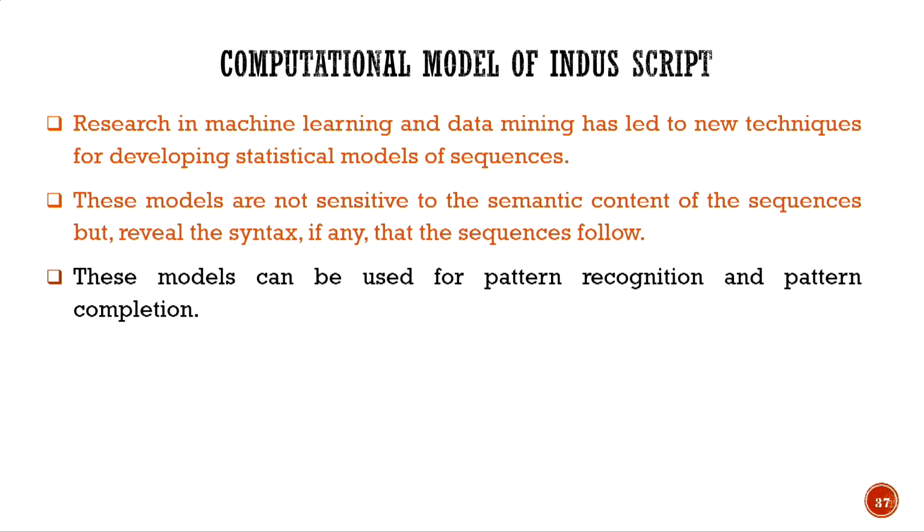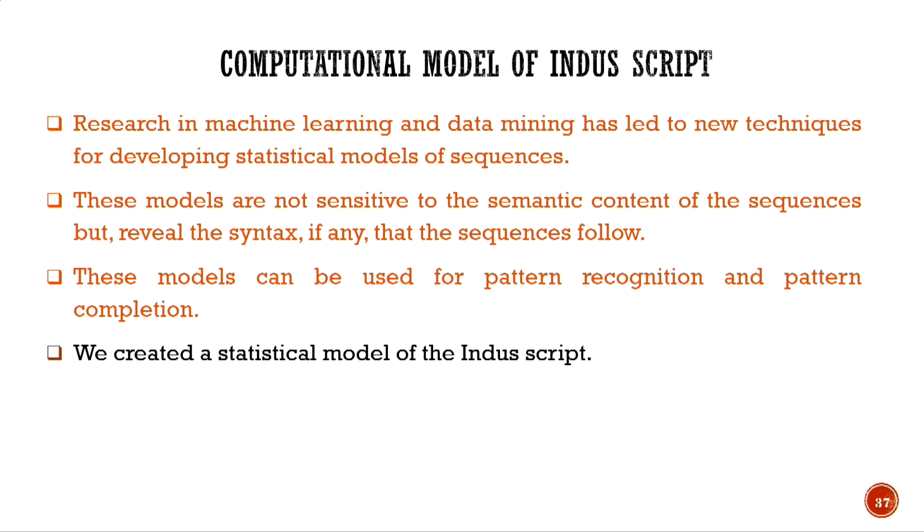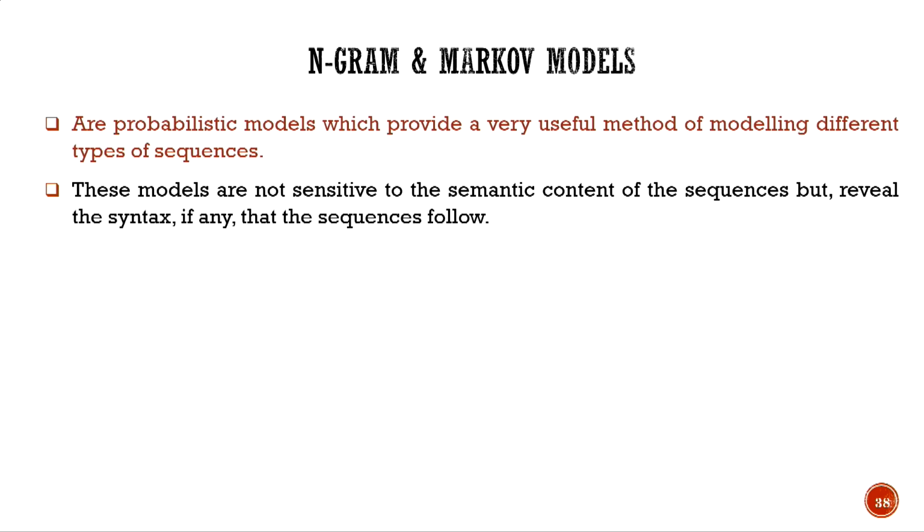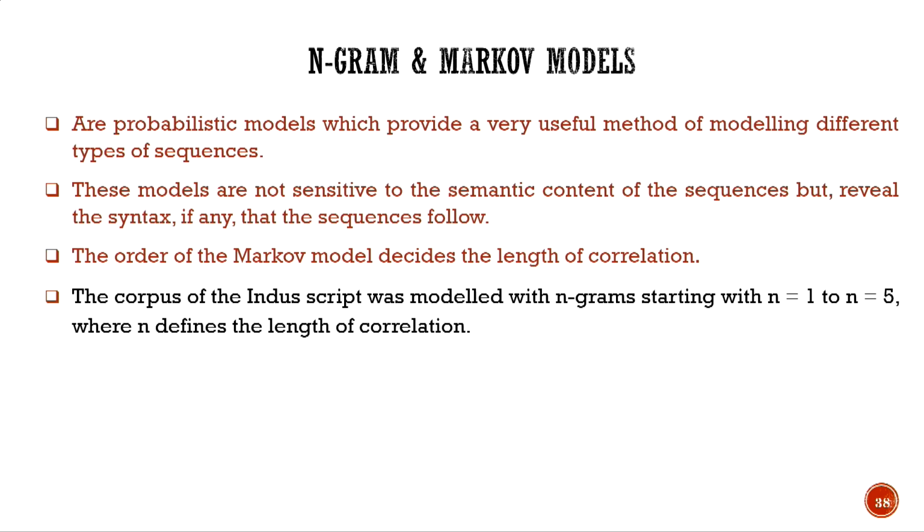The models can be used for pattern recognition and pattern completion, and we created a statistical model of the Indus script. I'll give a brief overview of the models which we used. I used n-grams and Markov models. These are probabilistic models which provide a very useful method of modeling different types of sequences. The order of the Markov model, as Professor Rahul already mentioned in his talk, decides the length of the correlation. So the corpus of the Indus script was modeled with varying n, with n-grams from 1 to 5, where n defines the length of the correlation.